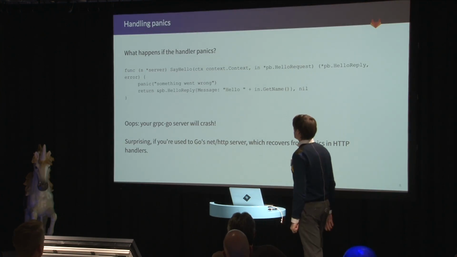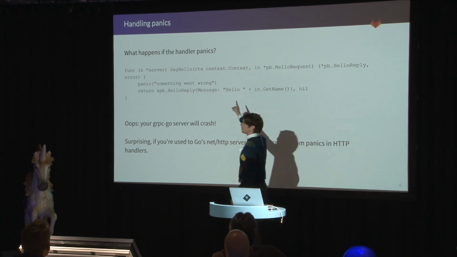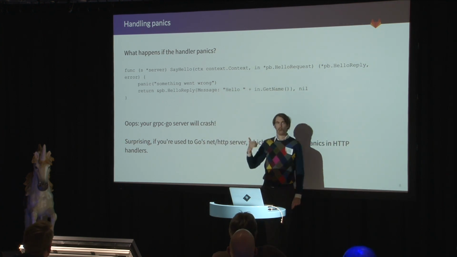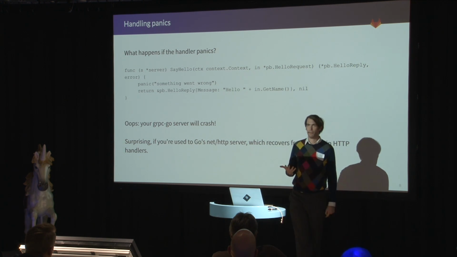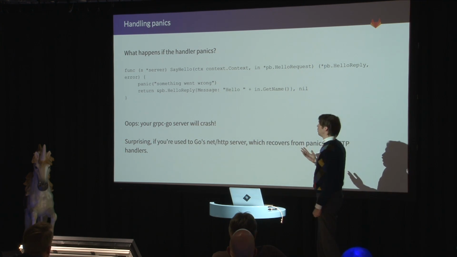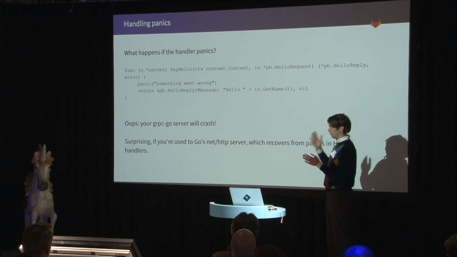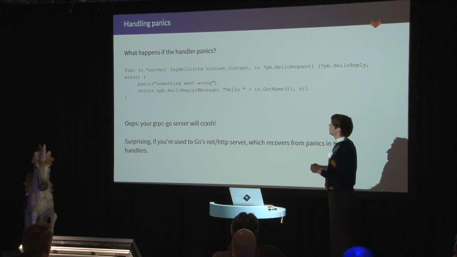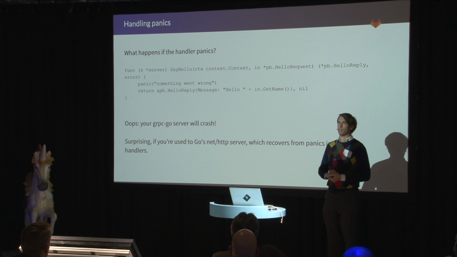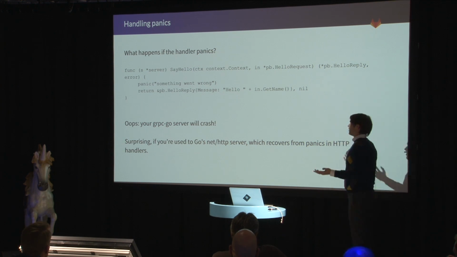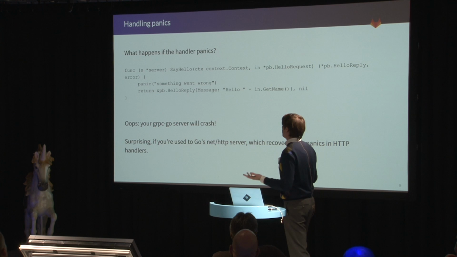So what if there's a panic in that handler function? Now, the pattern you just saw looks familiar to how you write an HTTP server in Go. And you may know that if you make a mistake somewhere in your HTTP handler and you panic, then that gets handled gracefully by the Go net HTTP server. gRPC Go does not do that. So if you make a mistake with a nil dereference or index into a slice without knowing how big it is, you get a panic, boom, your server crashes. I was not so happy when I found out about that.